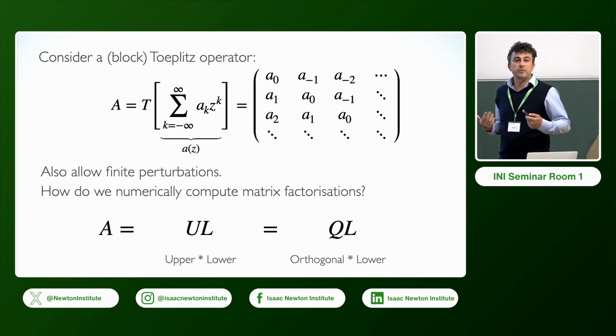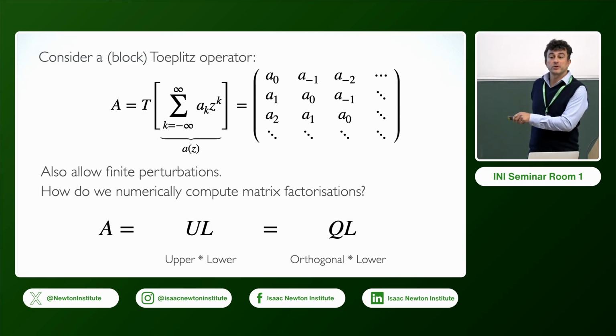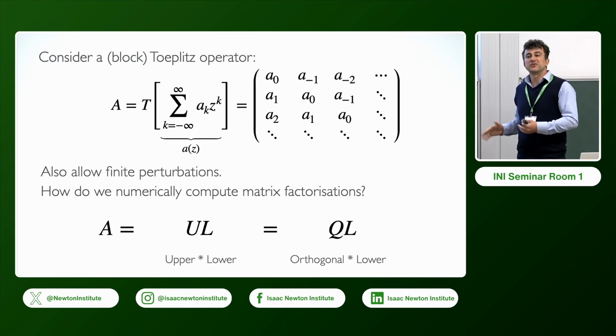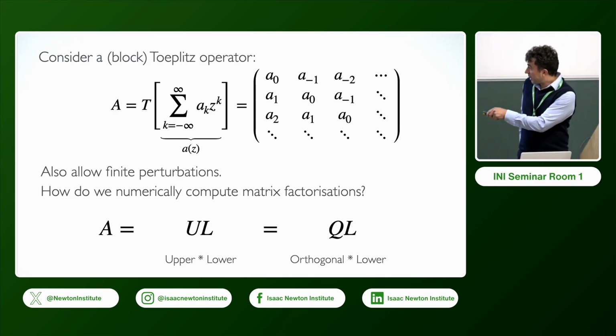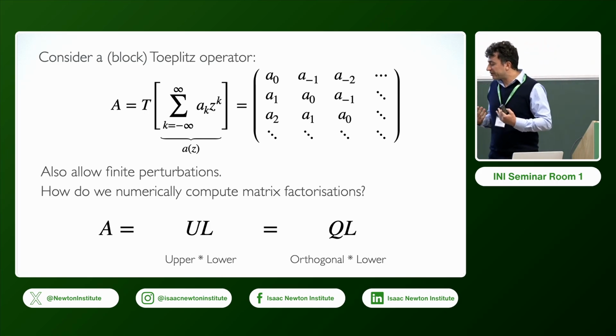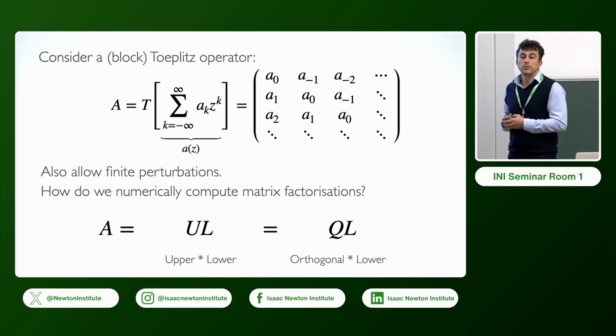We're going to consider the problem of, given a Toeplitz matrix, and let's allow it to be block Toeplitz, compute its matrix factorizations, either a UL decomposition or QL. We won't talk about the standard ones like LU or QR because those are a lot easier and we only have 30 minutes. And of course, for those experts in the room, UL is Wiener-Hopf, or can be solved exactly with Wiener-Hopf. But rather than the analytic solution, we're going to look at the numerical computation of these factorizations.